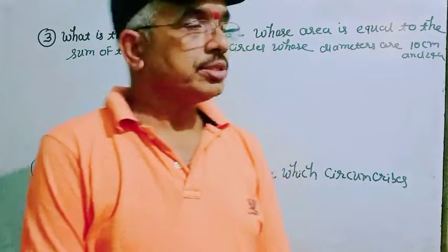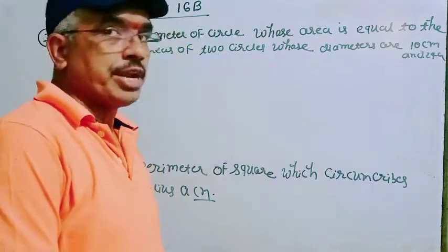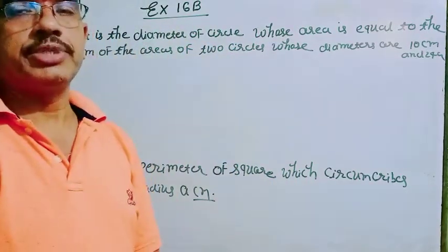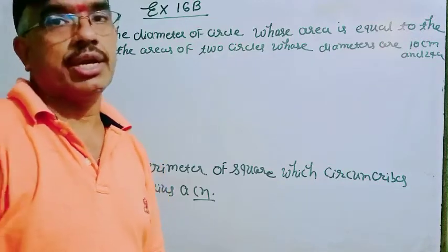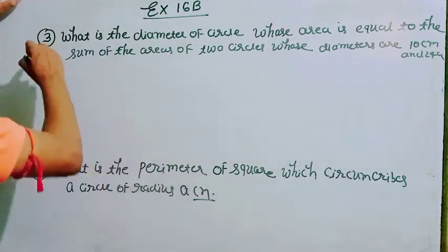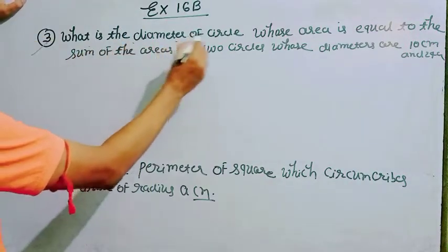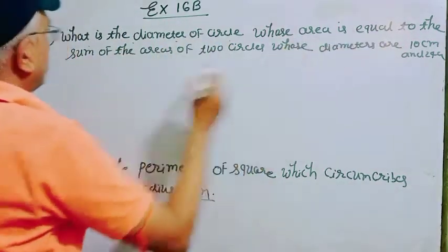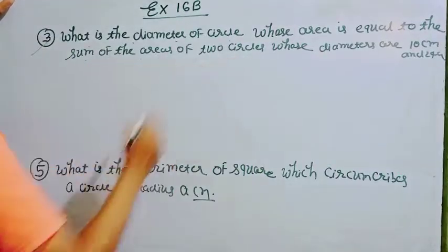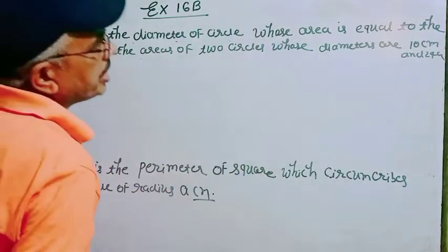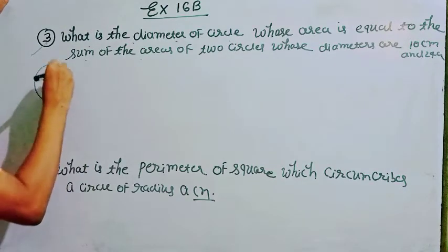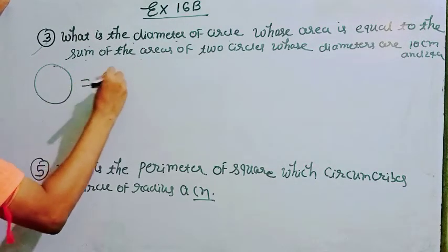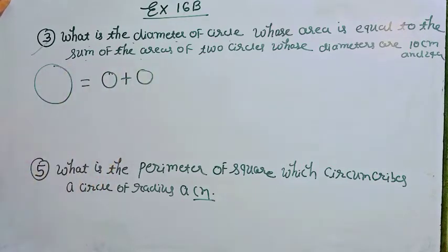Today I solved exercise 16B, related to some objective type questions of the area of the sector and the segment of the circle. Now see here, question number 3. What is the diameter of a circle whose area is equal to the sum of the areas of two circles whose diameters are 10 cm and 24 cm? Your question is, what is the diameter of this circle? Its area is equal to the sum of the areas of these two circles.